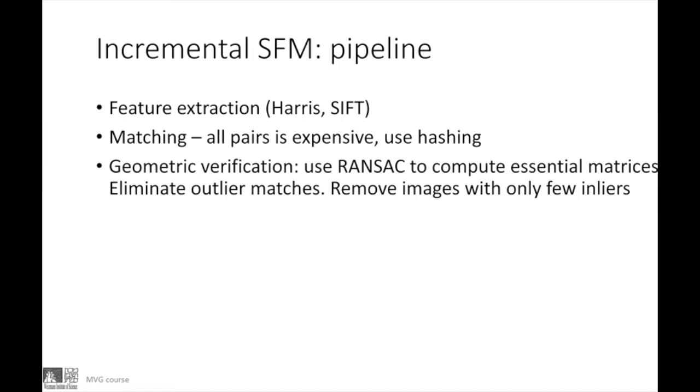Okay. Next, we have a step of geometric verification. So the idea is simple. We use RANSAC to compute essential matrices. Okay. And while we do so, we can eliminate outlier matches. And also we remove images if they have very few inliers.